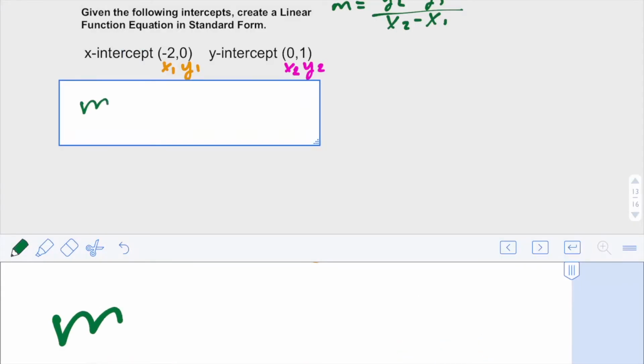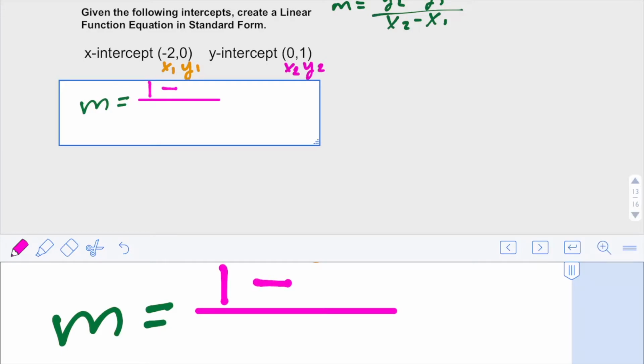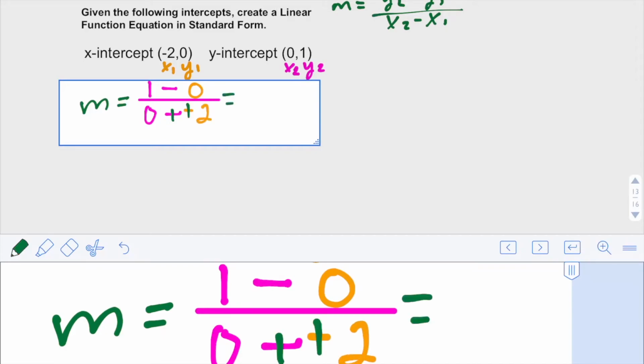Down here, my slope equals 1 minus, and then on the bottom my x2 is 0 minus, and then my y1 is 0, and my x1 is negative 2, and minus a minus becomes a plus, so I get 1 minus 0, which is 1, over 0 plus 2, which is 2, so 1/2 is my slope.